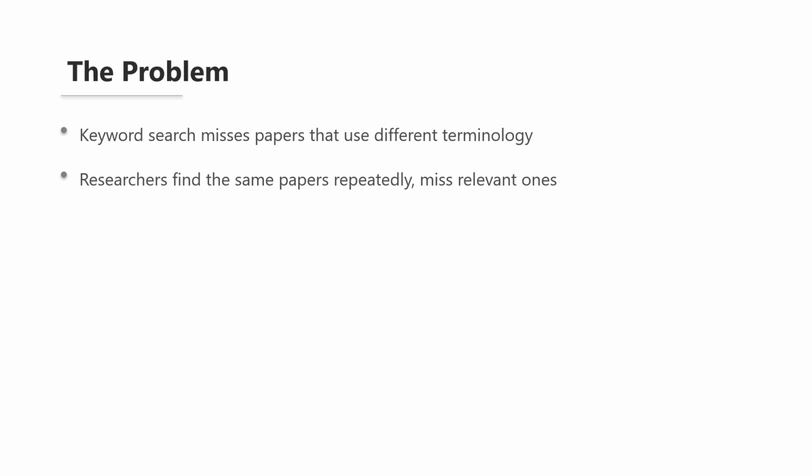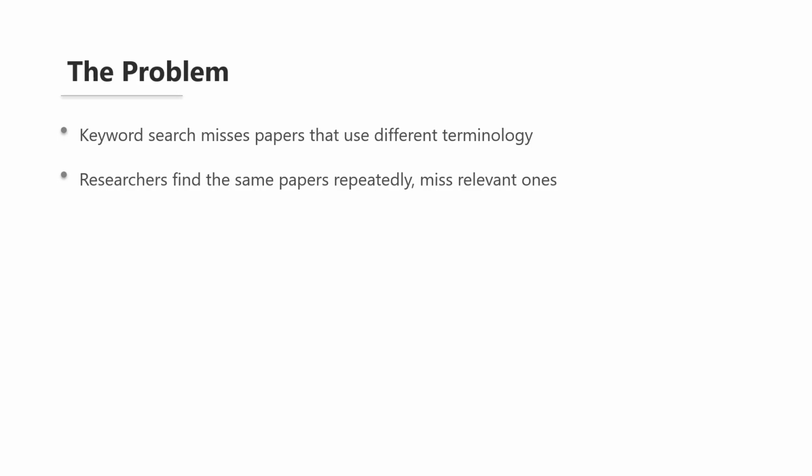The solution is semantic search, and here's how it's fundamentally different. Instead of matching character strings, semantic search understands meaning. It converts both your query and documents into mathematical representations of meaning, called vector embeddings. Think of it this way. Every concept exists in a high-dimensional space of meaning. Words and phrases that mean similar things are close together in this space. Words that mean different things are far apart. When you search semantically, the system finds documents close to your query in meaning space, regardless of specific words used.